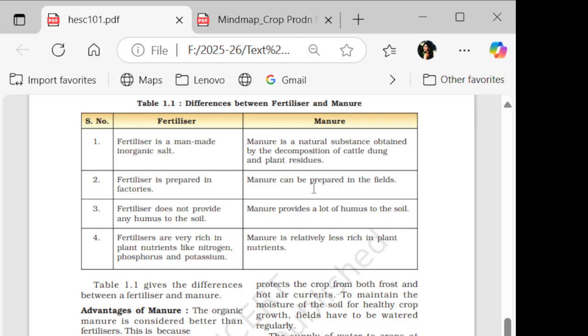If you have ever visited villages, you must have seen that people gather the cow dung and all the droppings of other animals at one place, which is used as manure for the crop plants, because for crops manure is very important. It gives them nutrition. Fertilizers do not provide any humus to soil, but manure provides humus to soil. Fertilizers are very rich in plant nutrients like nitrogen, phosphorus and potassium, and manure is comparatively less rich in plant nutrients.